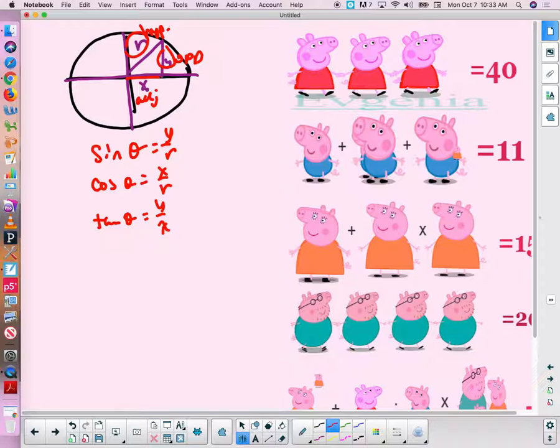Get out your calculators. Now all of a sudden, for the first time ever, it matters what mode you're in. So everybody get out your calculators. Always have them with you. Good. Can I borrow one? Mine is charging. Okay.